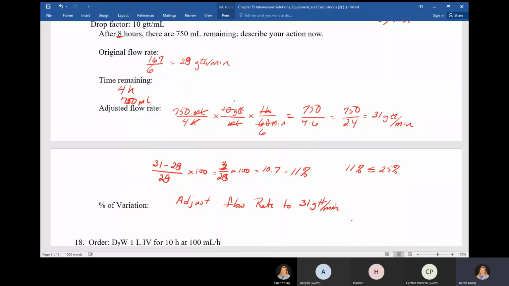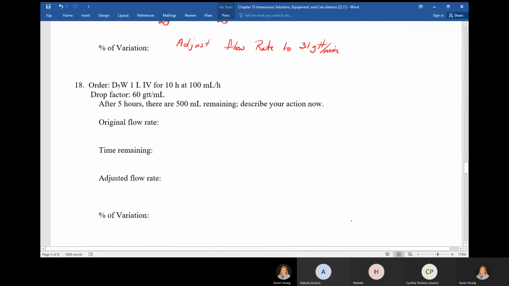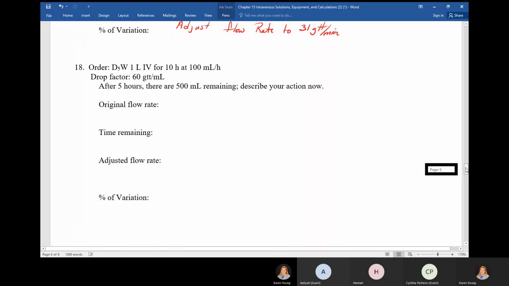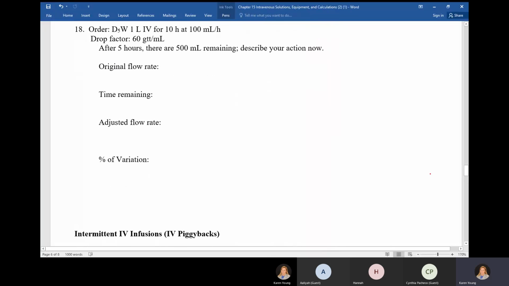Okay, let's look at 18. It's another one I want y'all to do on your own. And I'm not even going to read any of it this time.